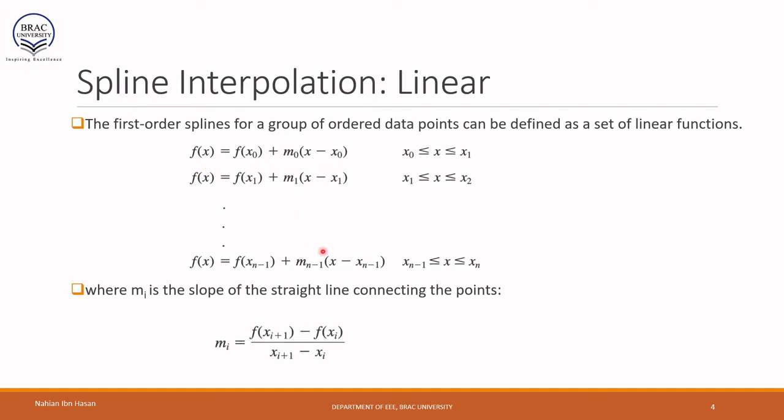These slopes can be easily determined by using this formula. This is the general slope formulation, the height divided by the base. The height is f of x i plus 1 minus f of x i, that means the difference between the function values in that interval, divided by the difference between the x data points. So this is very straightforward. The m terms can be easily determined using this formula. Once we determine the slopes, we can substitute them into each of these equations, and we can easily determine a first order spline curve between each interval. So that is very straightforward for linear interpolation.